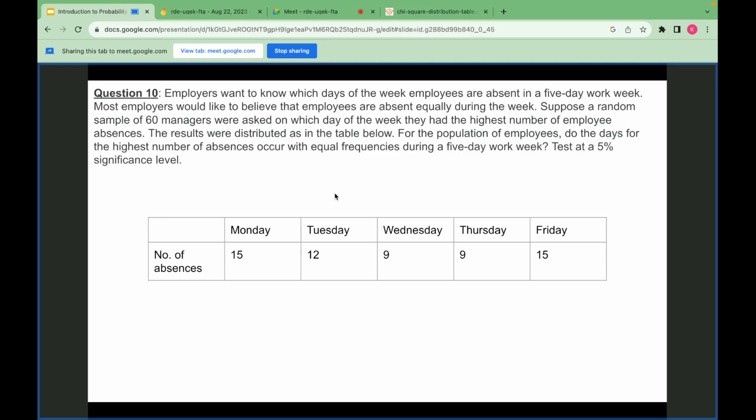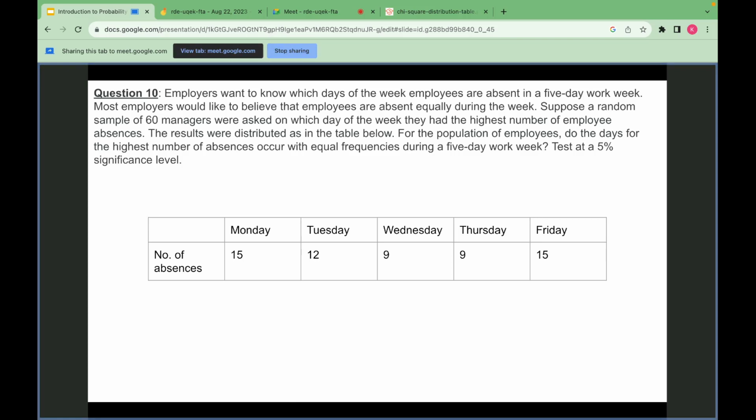Now let's suppose a random sample of 60 managers were asked on which day of the week they had the highest number of employee absences. The results are shown in the table below. So for the population of employees, do the days for the highest number of absences occur with equal frequencies during a 5-day work week? Test at a 5% significance level.